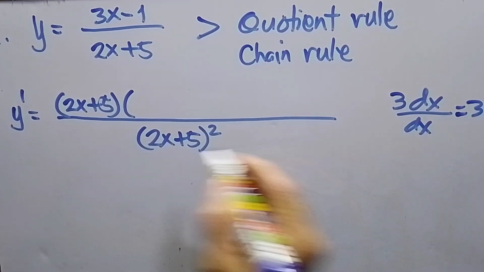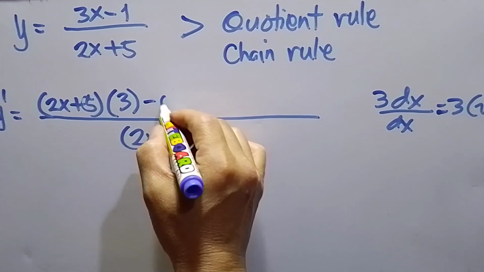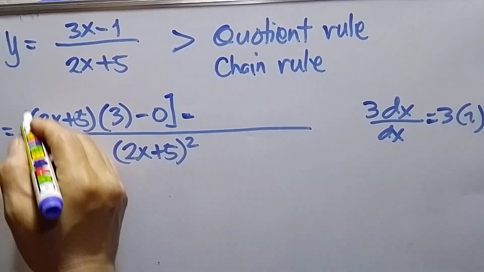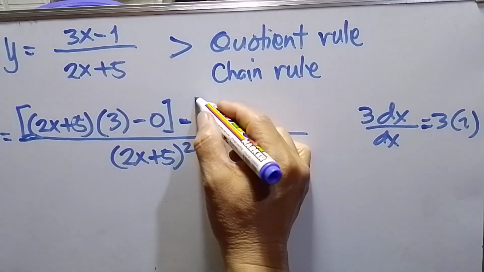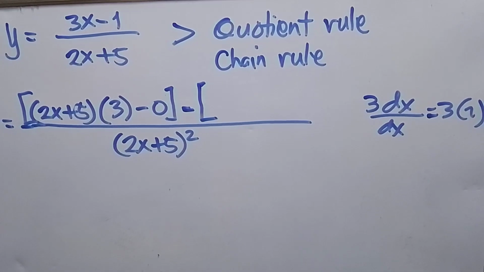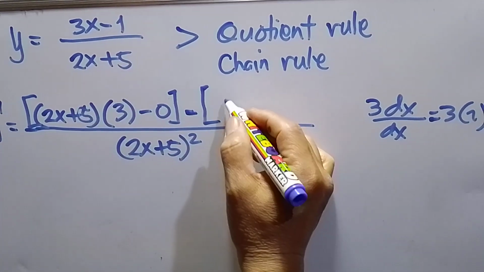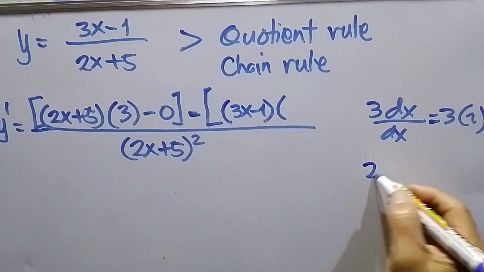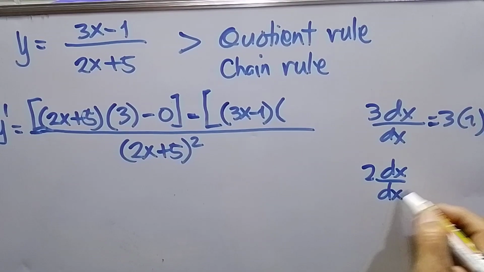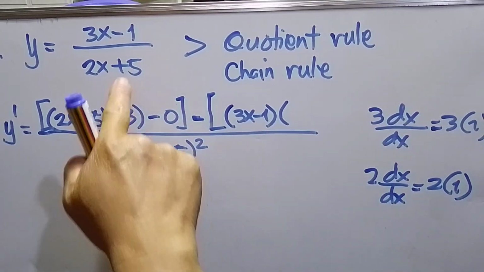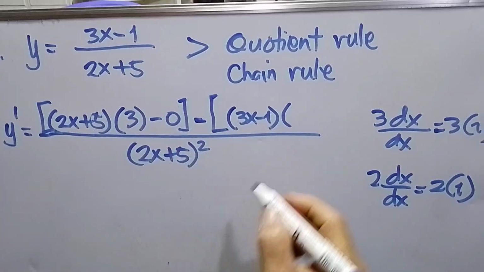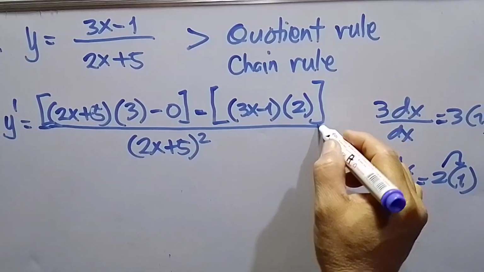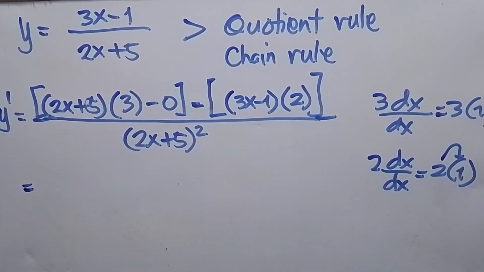3 times 1, so this will be 3. Then this will be 0. Then minus, I will use square brackets for the first group. Then another square brackets. Copy the numerator, 3x minus 1. Then differentiate the denominator, so 2 dx over dx. So this will be 2 times 1. This will be 0 because this is constant. So I have here 2 because 2 times 1 is 2. Close with bracket. And then I need to simplify this one.